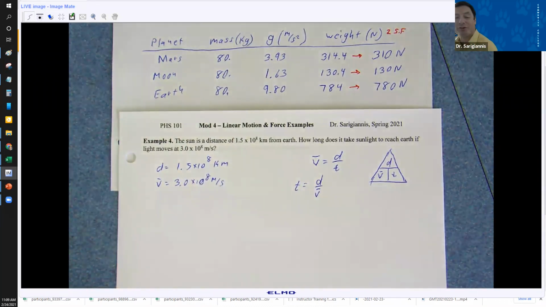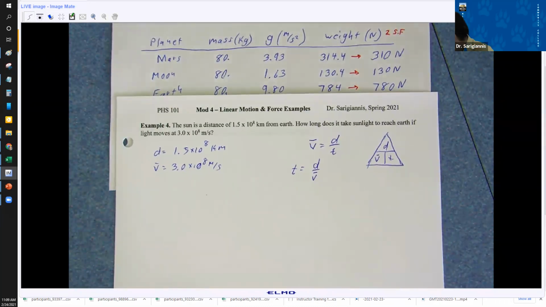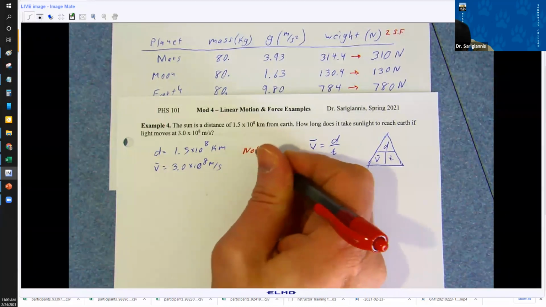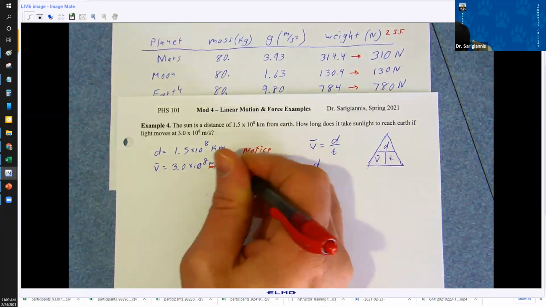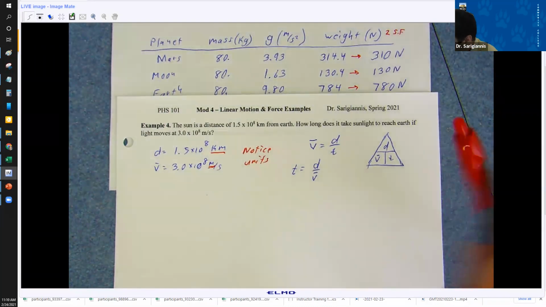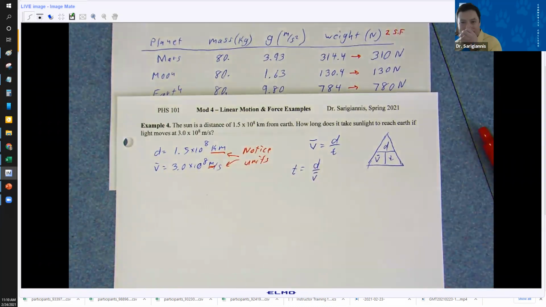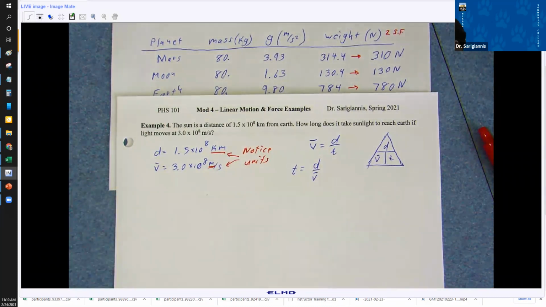I should make my exponent numbers a little smaller. That's 10 to the 8th. It's an exponent. Now, what I want you to notice on here is units. Right? These are not the same. If I divide kilometers by meters, I'm going to get kilometers per meter. The meters aren't going to cancel. So I need to convert one of these into the other.